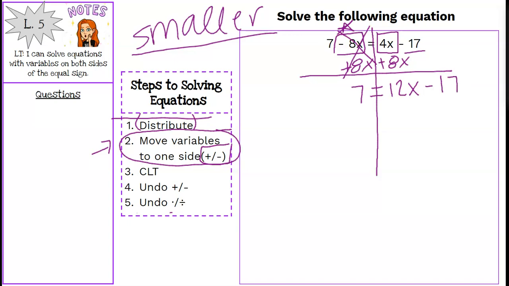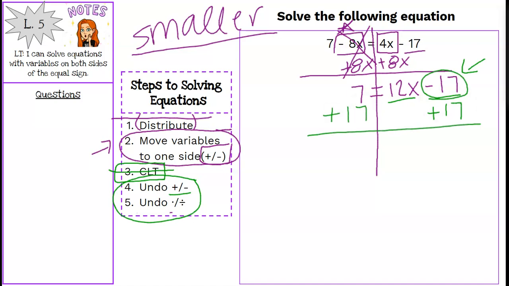Now the next step is combine like terms. Well, if I look, 12x and 17, they don't have the same variable. One has an x, one does not. So I don't have to do combine like terms. What I can do, though, is my last two steps. Undo addition and subtraction. On the side with my variable, I need to undo this minus 17 with a plus 17. Add 17 to both sides.